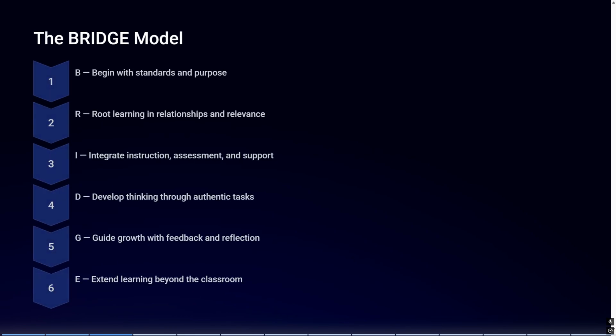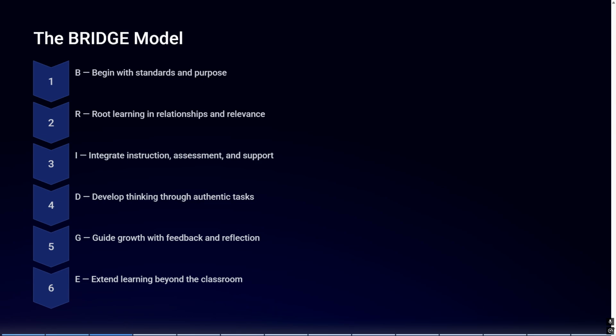And this is where the Bridge model comes in. The Bridge model is a 6-part framework for designing connected learning experiences. Each step represents an important element of effective instructional design. The model begins with standards and purpose, then moves into relationships, relevance, instruction, assessment, support, authentic learning, feedback, reflection, and transfer.